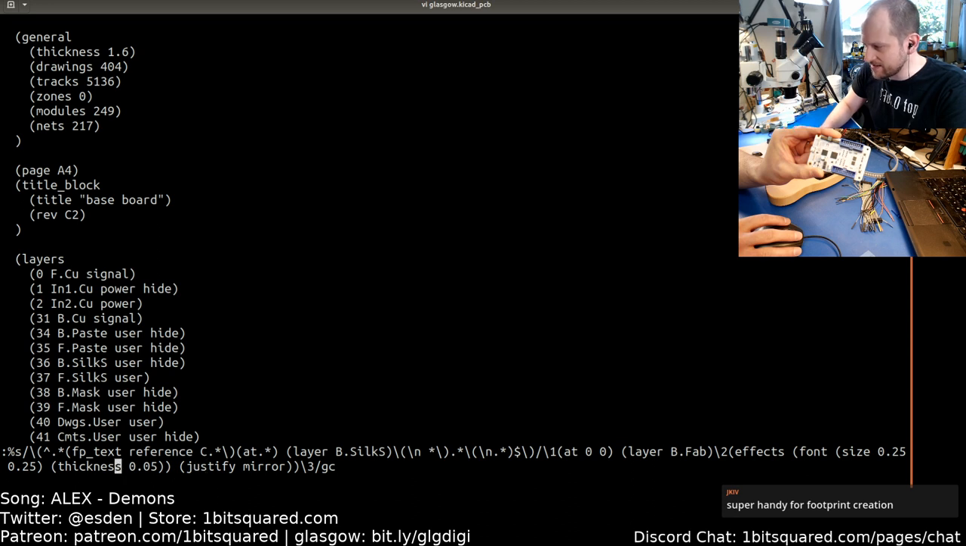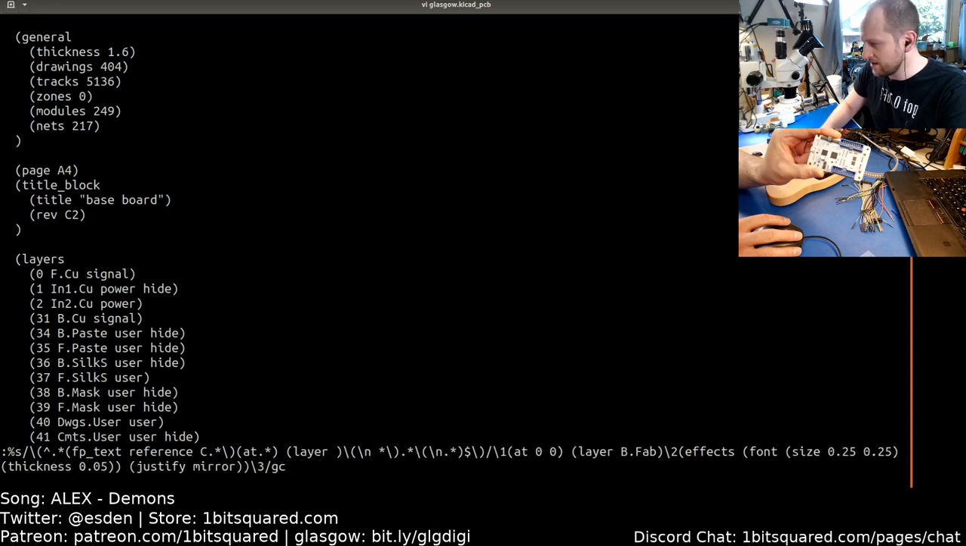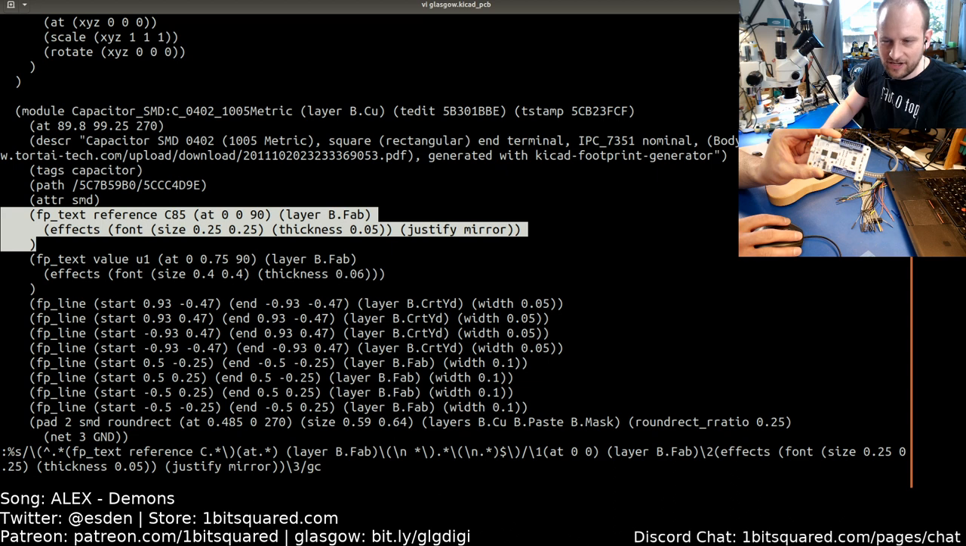This regex stuff for find and replace is very, very nice, and learning a little bit of regex is really worth it, I think. It's a very good tool to have in your toolbox. So let me match this, fab. And then it automatically matches.